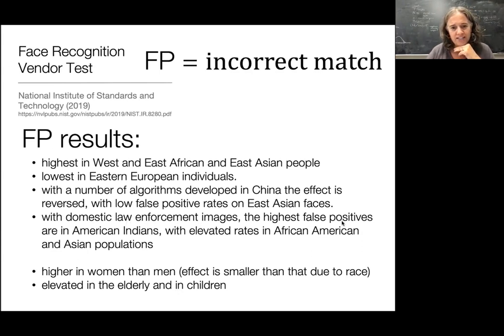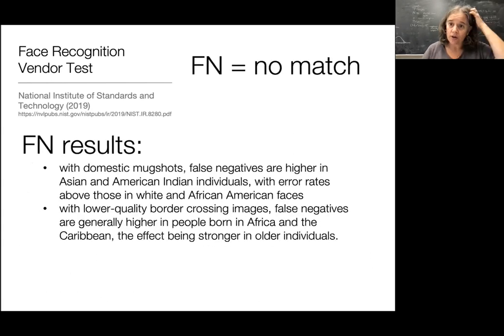Out of the law enforcement images, the highest false positive rates were in American Indians. This is all quoting from them, so this is their language, not mine. And also elevated rates in African Americans and Asian populations. Also higher in women than men, and elevated in the elderly and in children. They also reported that false negative rates are higher in Asian and American Indian individuals. So we're seeing the same type of reporting in this follow-up study: there are discrepancies, and these off-the-shelf algorithms really impact different groups differently.